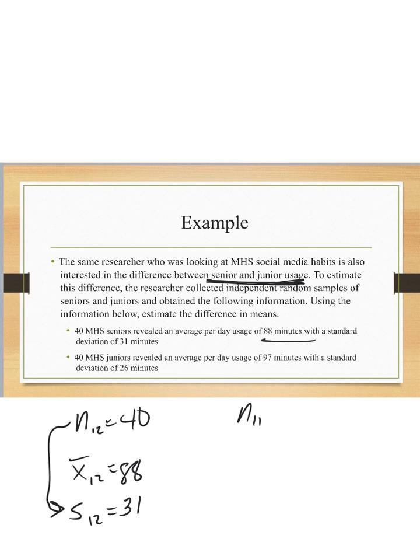And then we have the N sub 11 group, which is 40. The X bar sub 11 is 97 minutes. And the S sub 11 here is 26 minutes. And it's probably approximately 26 and approximately 31, but we'll just set them equal to it for now. So this is what we're looking at in terms of the data, both the sample size, mean, and standard deviations for both groups. Okay, so this is what we're going to carry forward.